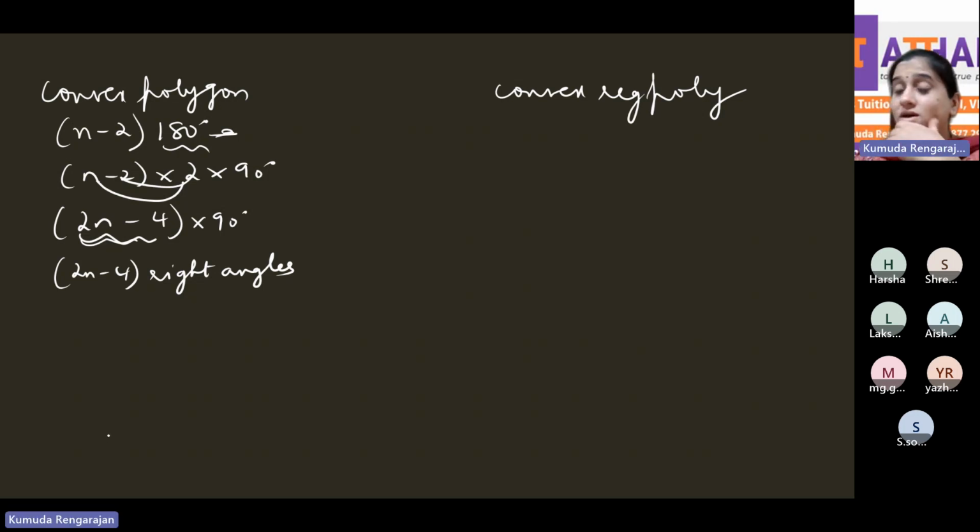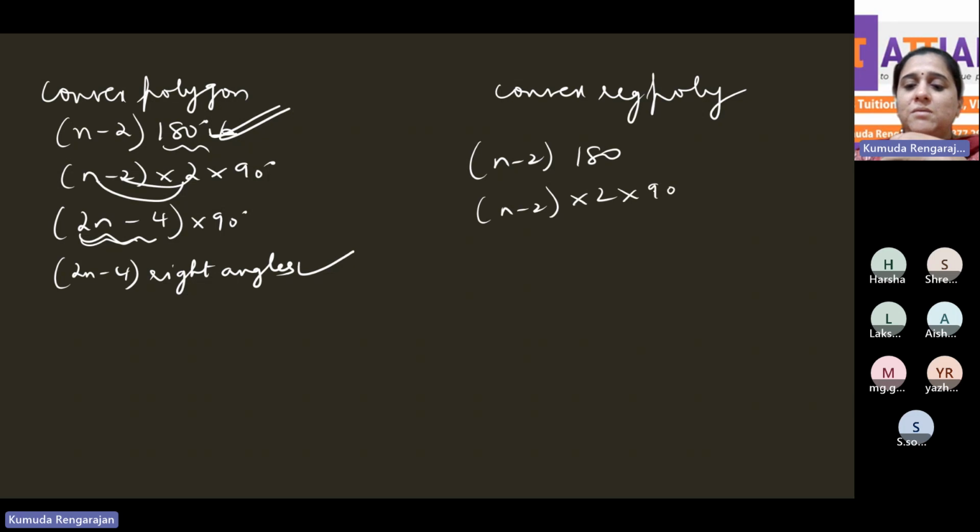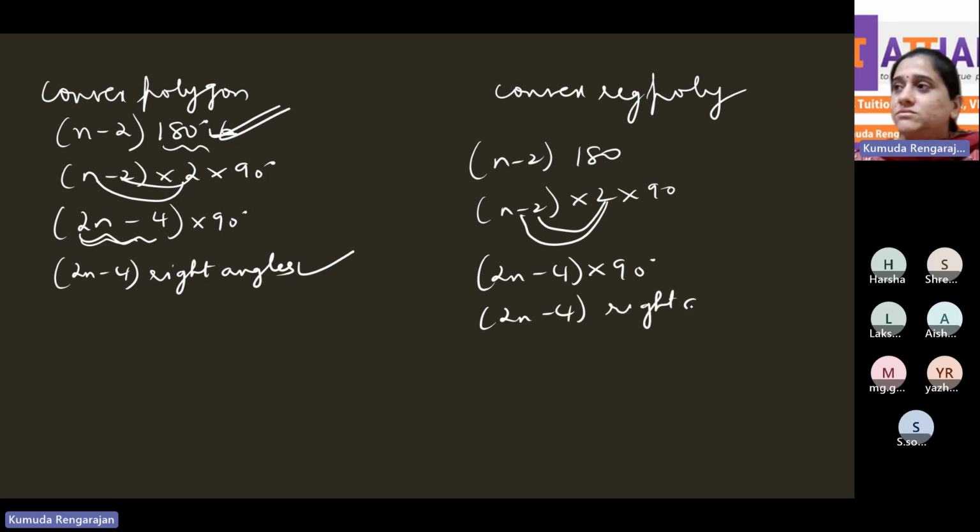Sometimes in MCQs, you will know it is this, but if this option is not given and this is given, you should be able to identify that. N minus 2 into 180. 180 can be written as 2 into 90. Multiply the 2 within the terms in the bracket. So you get 2n minus 4 into 90, which is also called 2n minus 4 right angles, because 90 degrees is the right angle. Where n is the number of sides or number of angles. It's all the same.